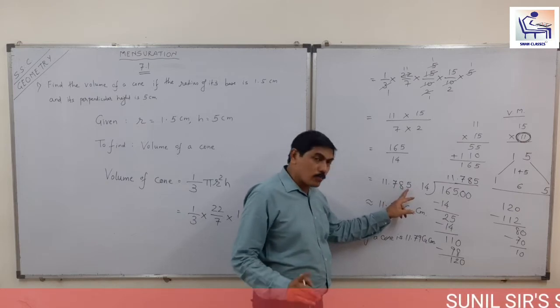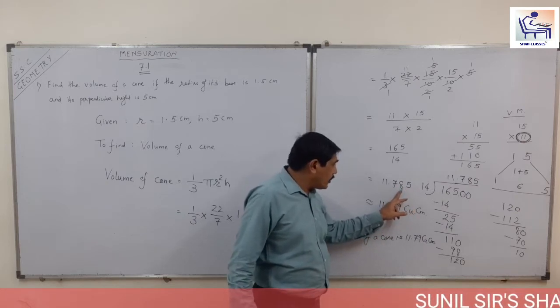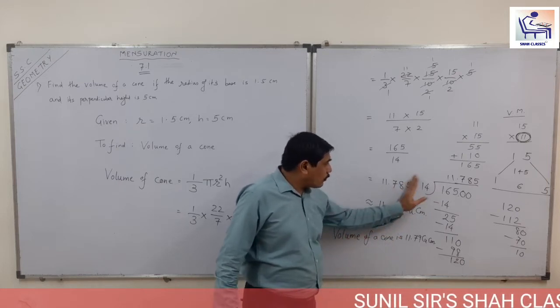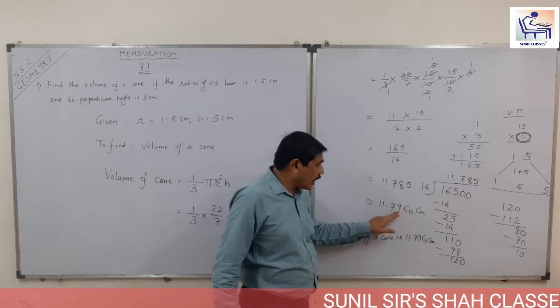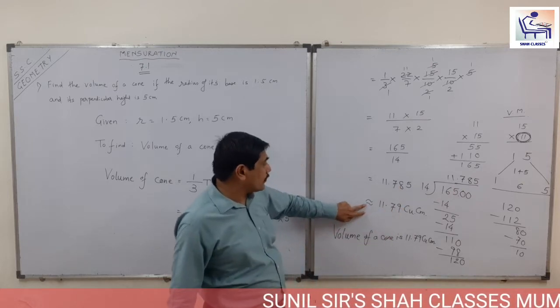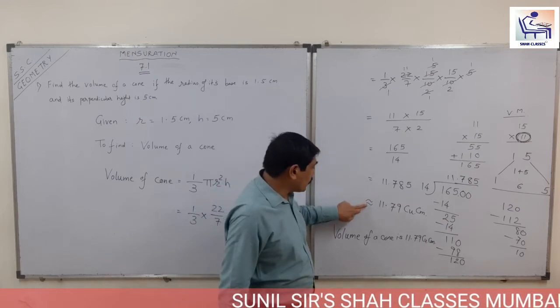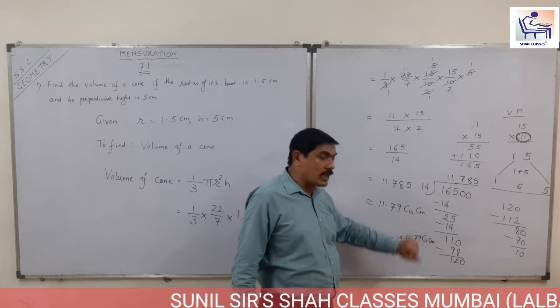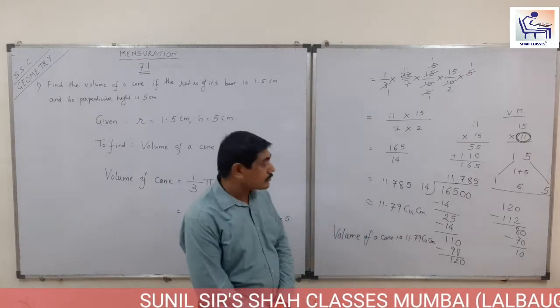Once again, I just want to tell you, whenever after the decimal point your third digit is 5 or more than 5, we add 1 to the second digit and we remove this value. So the 5 we forget afterwards, and 8 becomes 9. So 11.79, this is the sign of approximation. This is an exact sign, so here we just change it. So approximately 11.79 cubic centimeter.